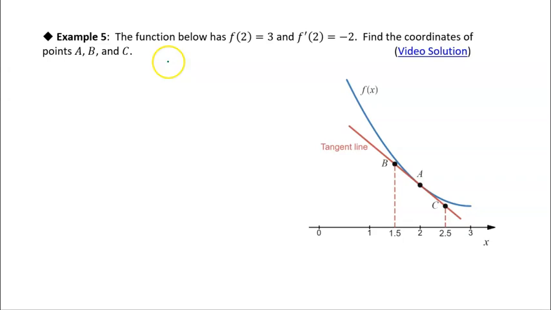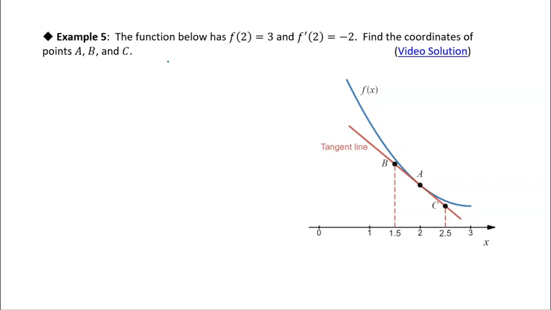All right, in this last example, we're given that f of 2 is 3 and f prime, the derivative at 2, is negative 2. And it asks us to find the coordinates of the points A, B, and C.